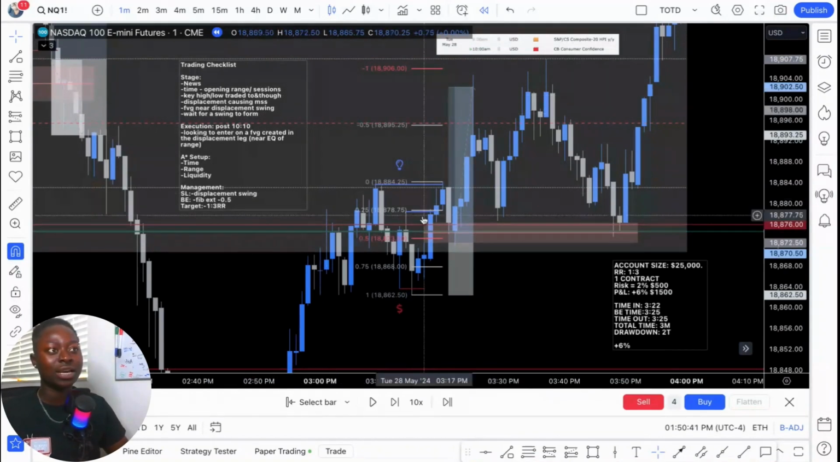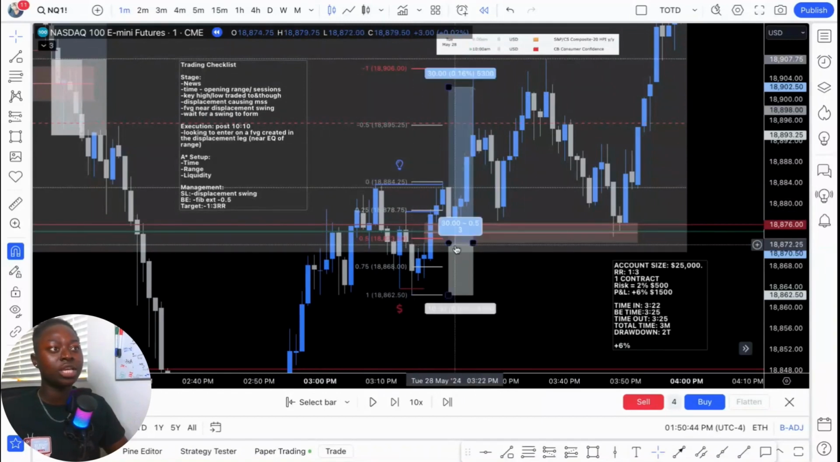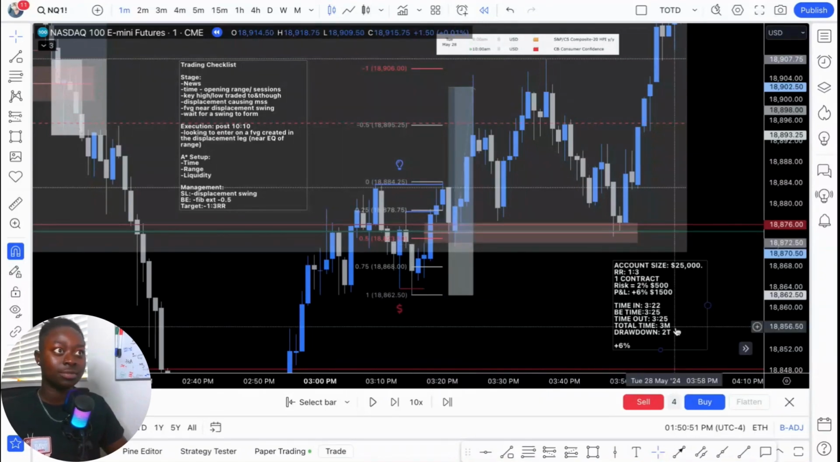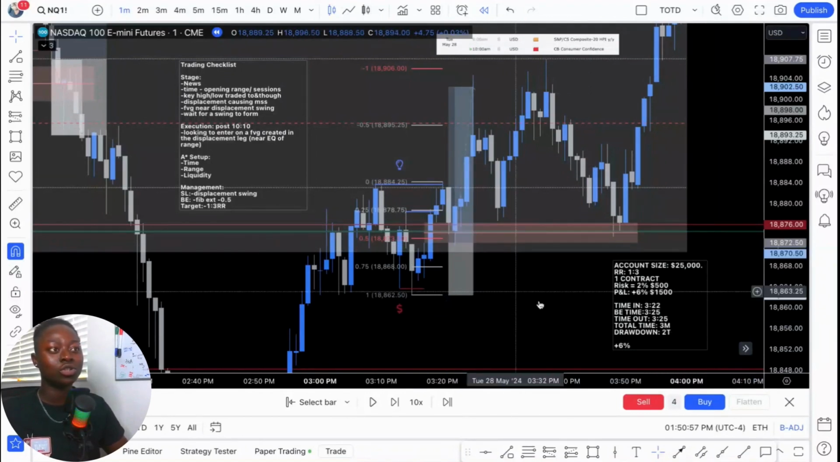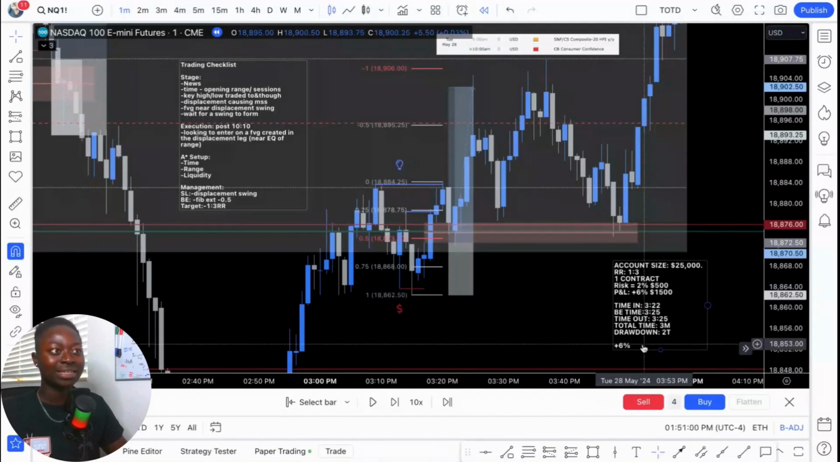And as you can see, we had a fair value gap near the 50%. You would have been tagged in this trade at 322, breaking even at 325, getting out of that trade at the same time as the break even, 325, for a total time of 3 minutes in this trade. Drawdown in this trade was 2 ticks for 6%, bagged and tagged.